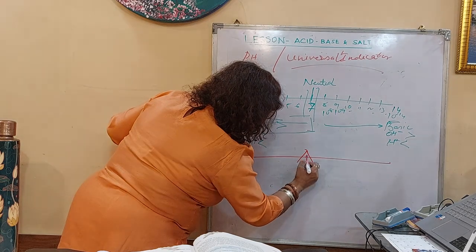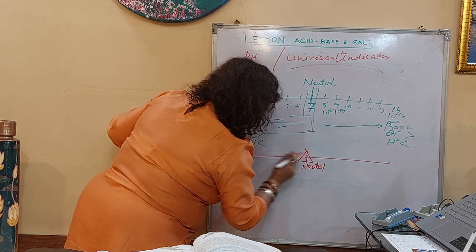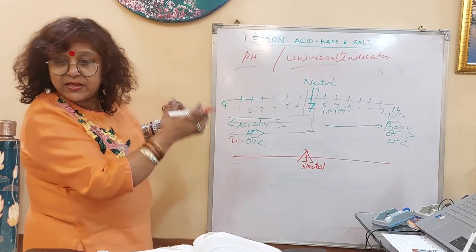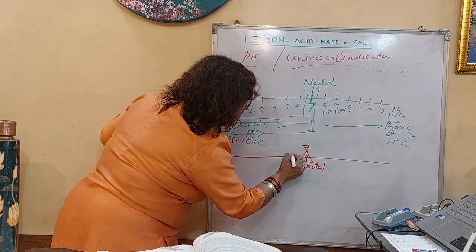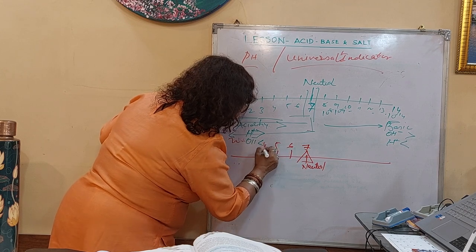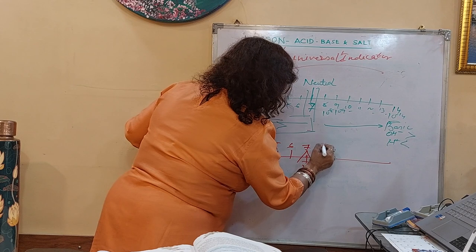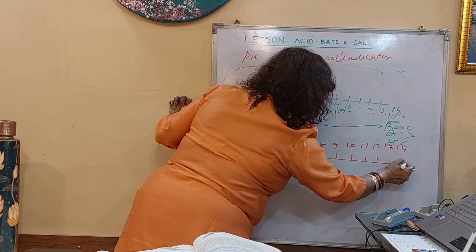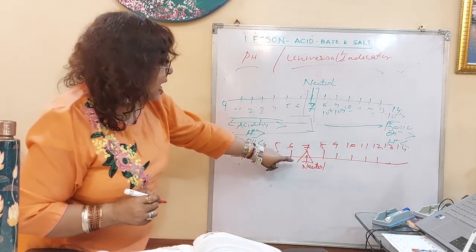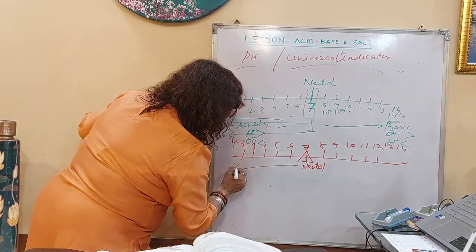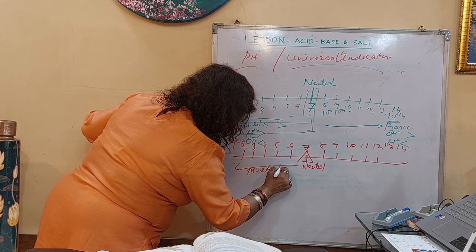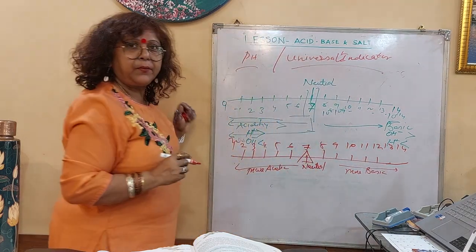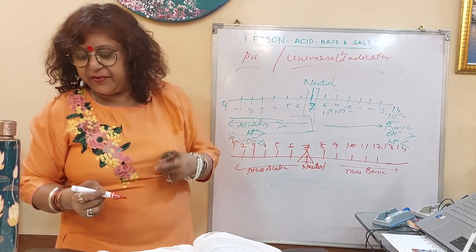As I told, this is neutral, the central part is neutral. And as per the definition, a combination of many pH papers or a mixture of dyes forms the universal indicator, where the values are written. Say this is 7, this will be 6, then 5, 4, 3, 2, 1. Like this, here will be 8, 9, 10, 11, 12, 13, 14. So the more acidic side, and the colors will be different.